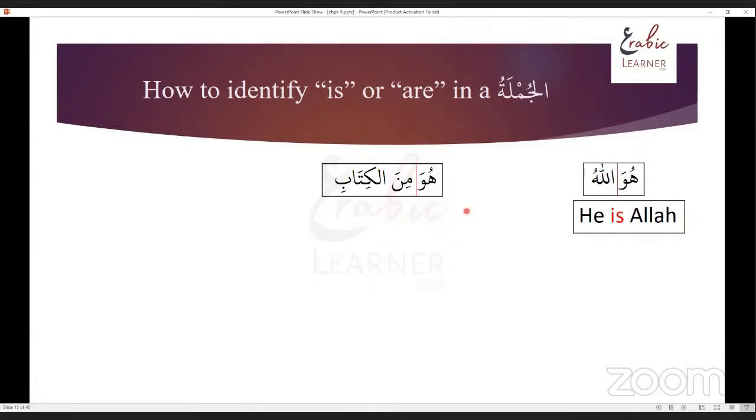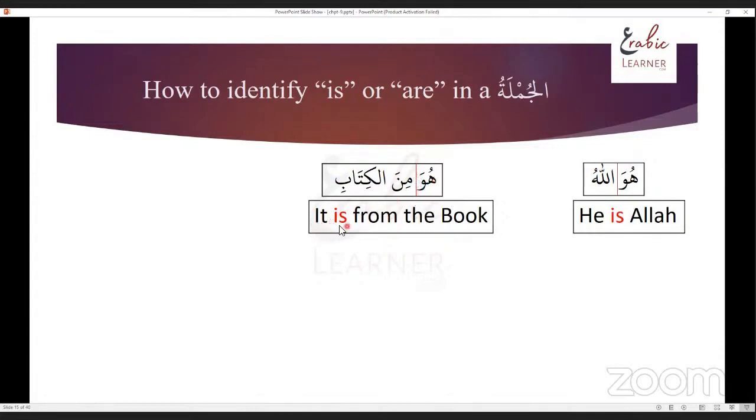Yes, sister, you have to find the break. I'm saying huwa can refer to a person as well as an object. When you are referring to an object, since we are dealing with the book here, you will translate it as "it". But when I'm referring to a person, then I will translate it as "he". So I will say "it".